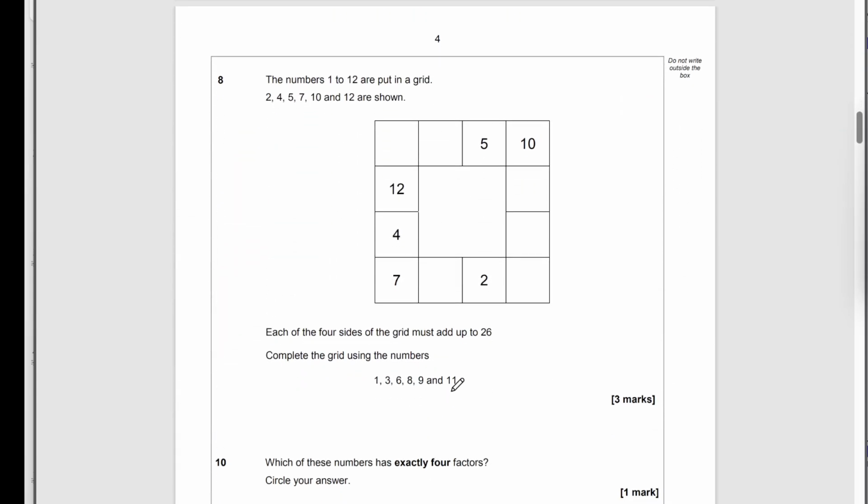Okay, question 8. The numbers 1 to 12 are put in a grid. 2, 4, 5, 7, 10, and 12 are shown. Each of the four sides of the grid must add up to 26. Complete the grid using the numbers. So we've got some missing numbers. I'm going to bring a calculator in for ease at this point.